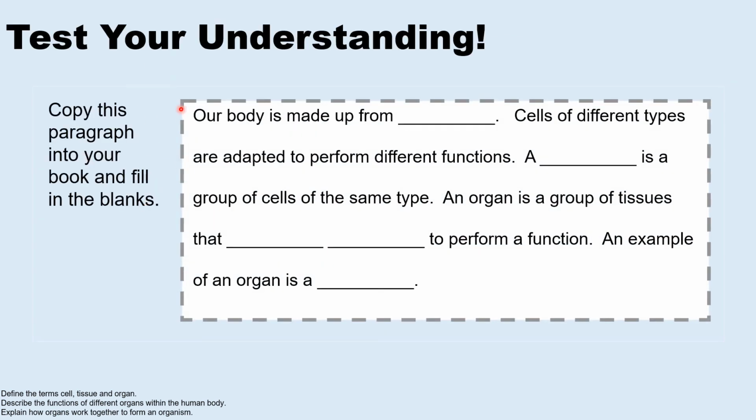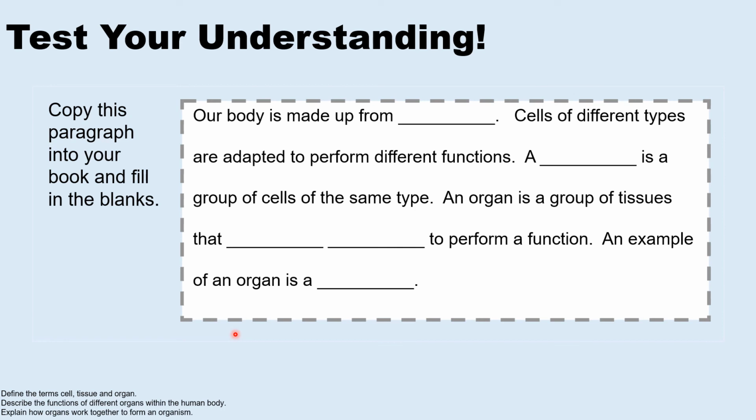So, quick test of your understanding. Copy this paragraph into your book and fill in the blanks. So our body is made up from cells. Cells of different types are adapted to perform different functions. A blank is a group of cells of the same type. An organ is a group of tissues that blank to perform a function. An example of an organ is a blank. Okay, so pause the video here and have a go at that.